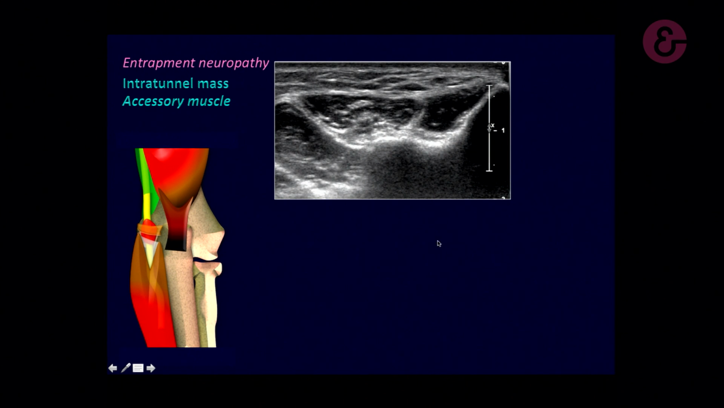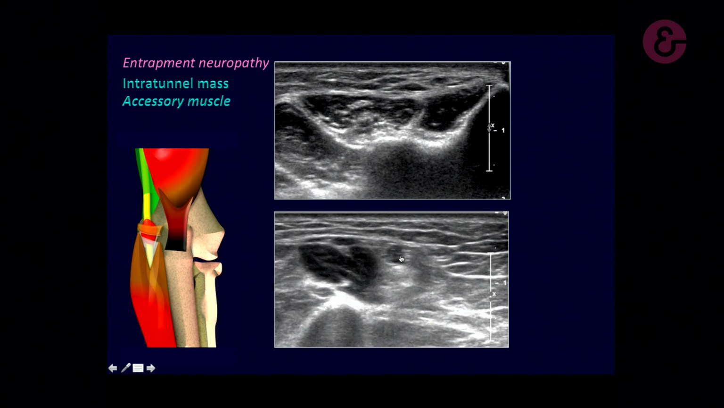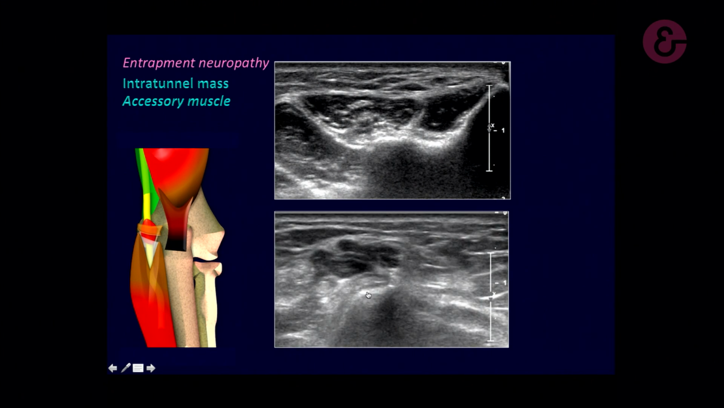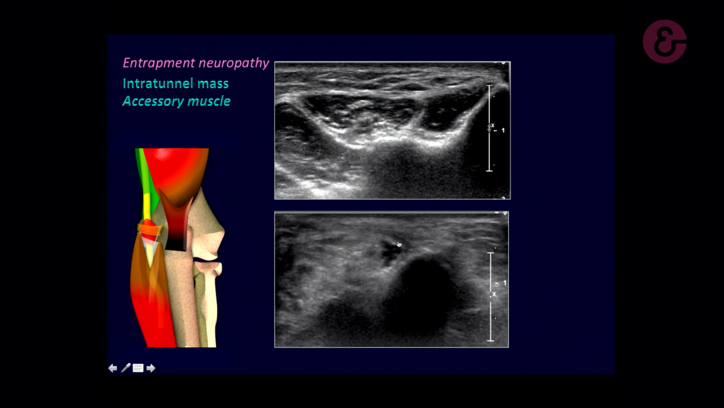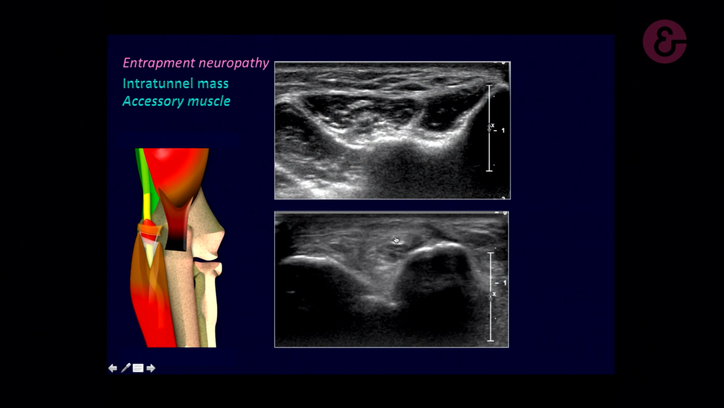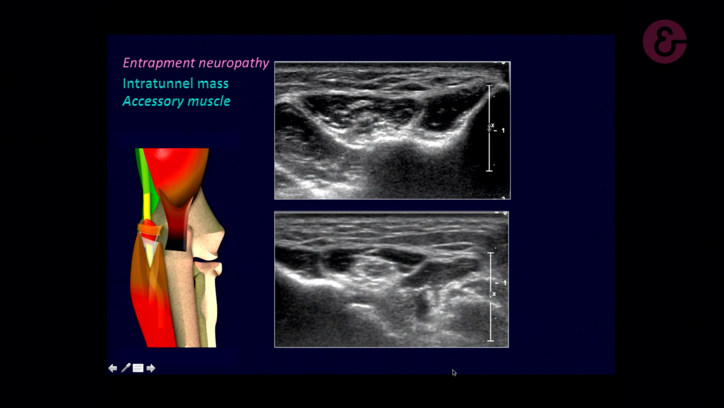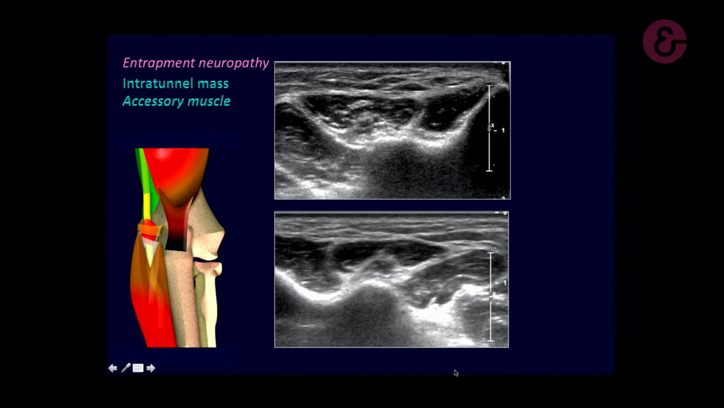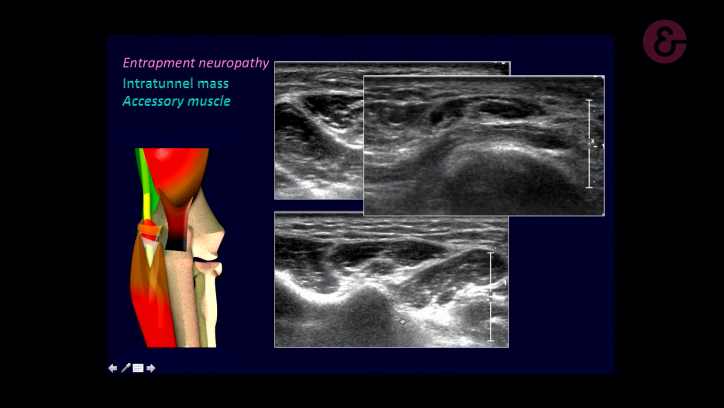If I look at the normal subject, the nerve, I move down to the tunnel, the other side, and you don't see any muscle inside the tunnel. So you must judge if there is a muscle, yes or no, and the size. You can see it on the axial, and you can judge also, this is the muscle, on the longitudinal.